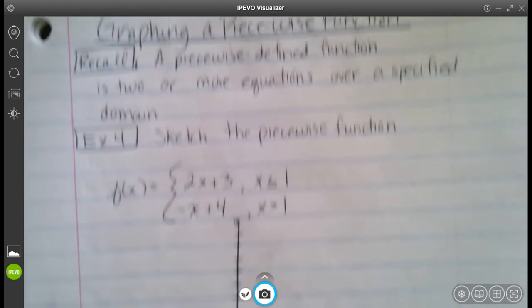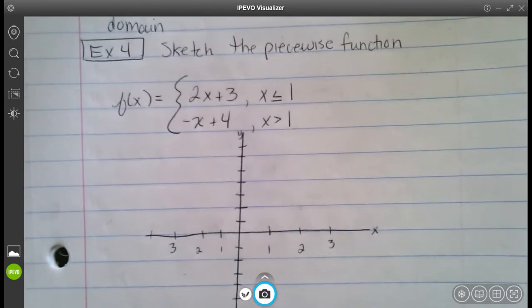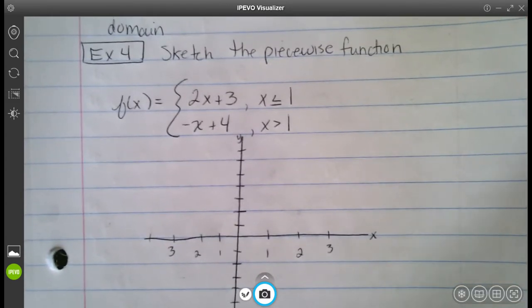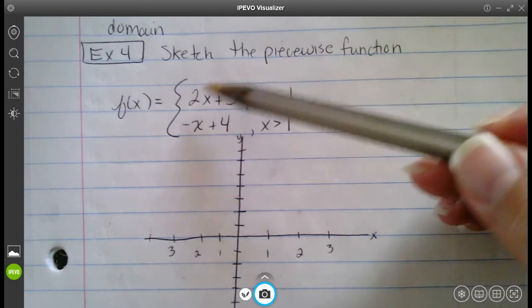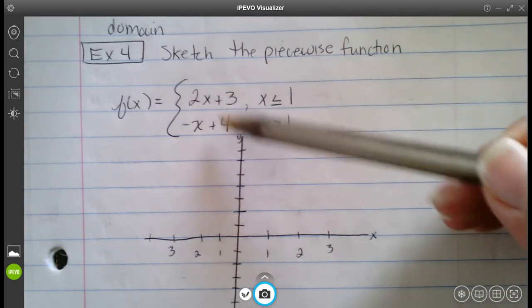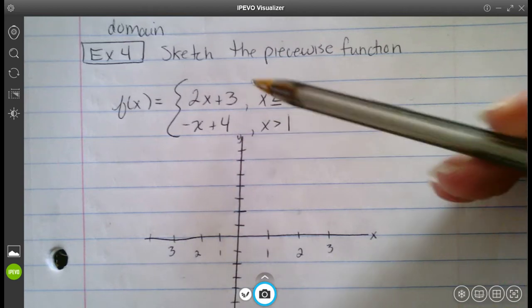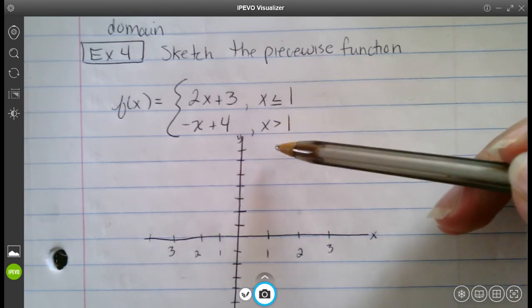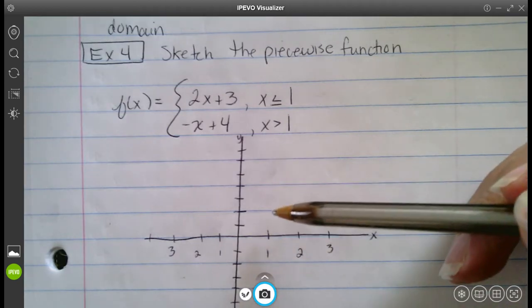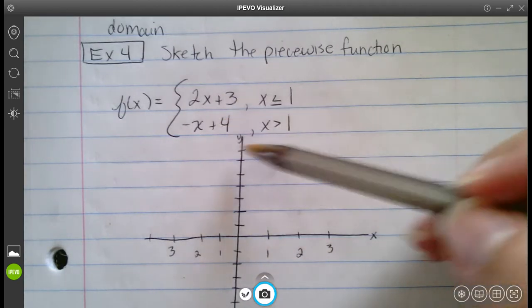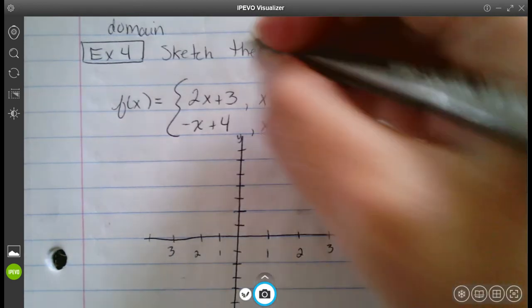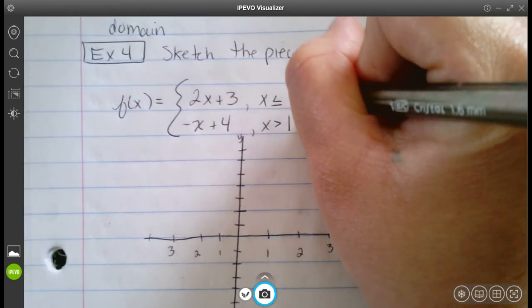So we have this example 4, and it says sketch the piecewise function. So the way these work is you have more than one piece, and therefore you have more than one expression here, okay? Now, usually if it's only two of them, it's not too bad. If it's three, then you do have to think a little bit more. But luckily for us, it's only two, so we're only going to have to worry about two pieces. Okay, so I'm going to go ahead and kind of color code these.